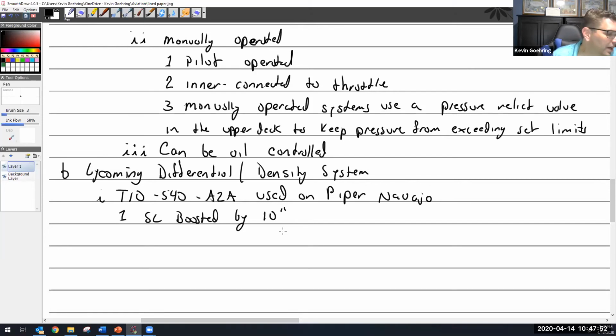So would I call that normal, turbo normalized or boosted? Boosted. Boosted's correct. Oops. I think I skipped a whole bunch of stuff here. I'm sorry. Well, you know what? That's a good place to stop then.